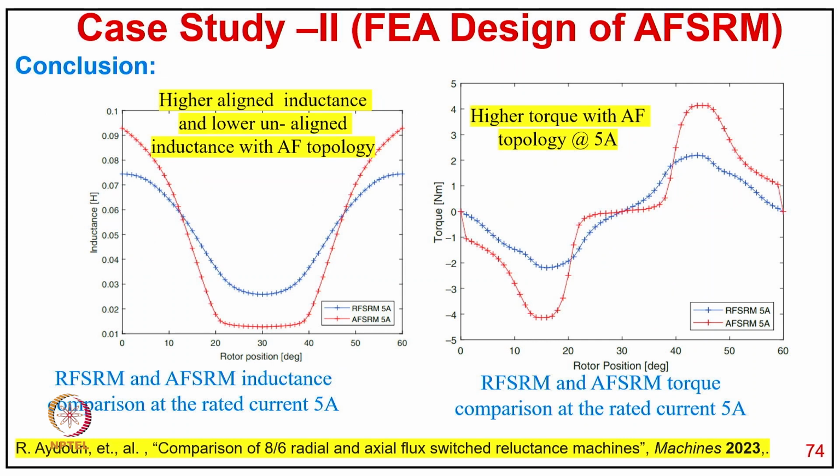I mean, the axial flux machine is in red, so you have inductance variation much larger in the case of axial field compared to radial field, and the torque is much higher in the case of axial field compared to radial field for 5 ampere for both cases.